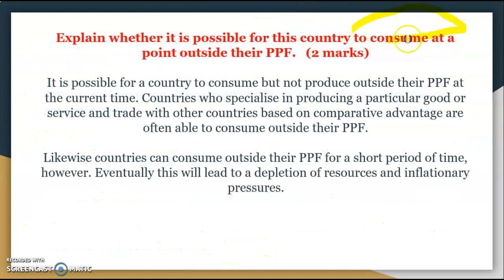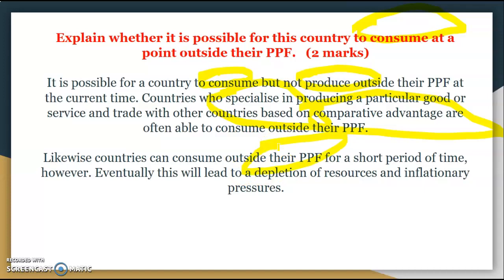Is it possible for a country to consume outside the PPF? The answer is yes. You can consume but not produce outside the PPF. And one way we can do that is by specialization. So if we specialize in areas of comparative advantage, meaning we produce the product where we have a lower opportunity cost, then that is possible. Countries can only consume outside their PPF for a short period of time if they're not trading, otherwise they'll run out of resources. But it is possible to consume outside your PPF if you specialize and trade based on areas of comparative advantage.